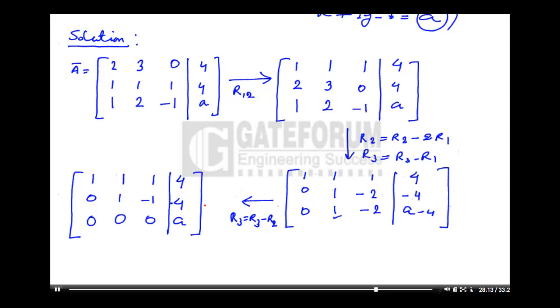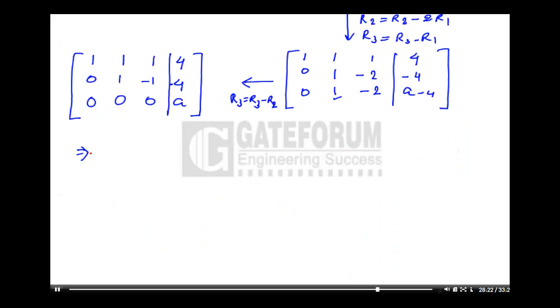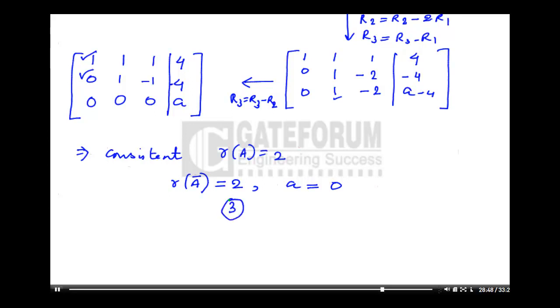Here the system will have a solution. We are asked for what value of A the system has a solution. The system has a solution implies the system is consistent. Now here the number of non-zero rows is 2, so rank of A is 2. But the system is consistent if the rank of the augmented matrix is also 2, which is possible only when A is 0. Otherwise the rank of the augmented matrix will be 3 and that will not be equal to 2, and in that case the system will become inconsistent. So the value of A is 0.